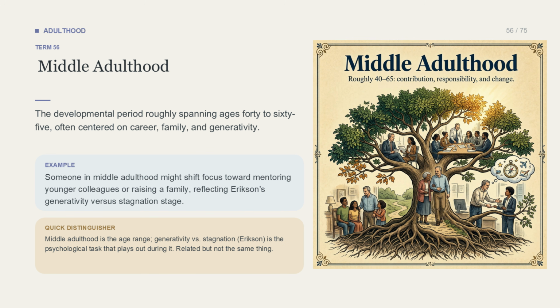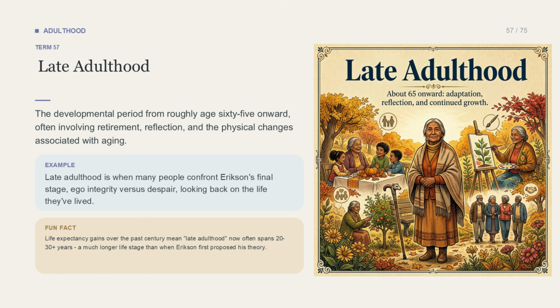56. Middle adulthood. Middle adulthood is the developmental period roughly spanning ages 40 to 65. It's often centered on career, family, and generativity. Here is one way this might look. Someone in middle adulthood might shift focus toward mentoring younger colleagues or raising a family, reflecting Erikson's generativity versus stagnation stage.